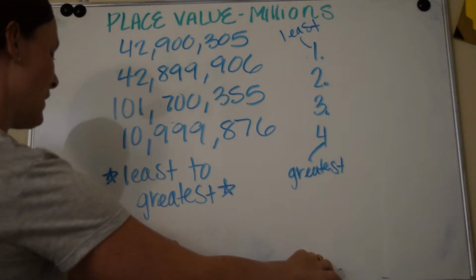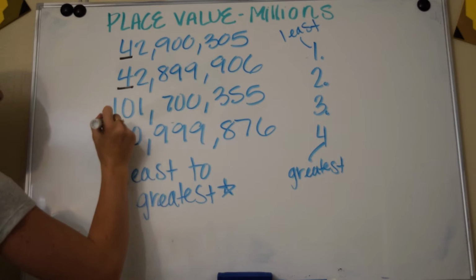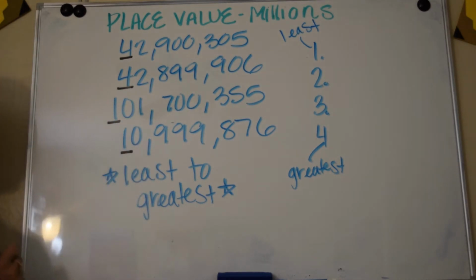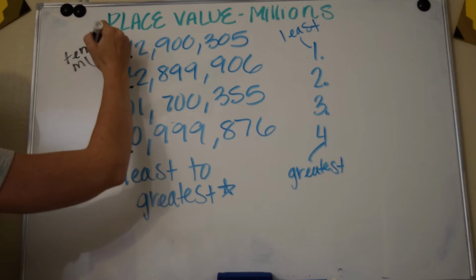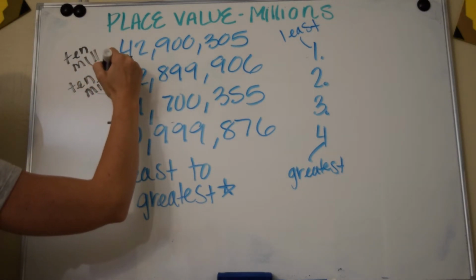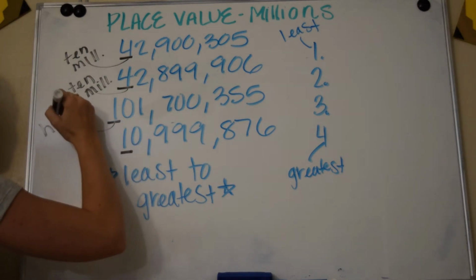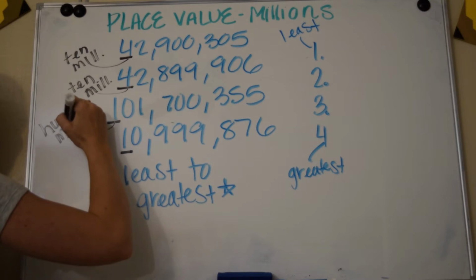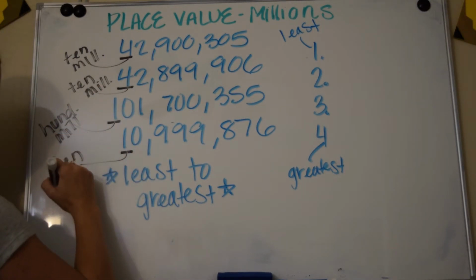So I'm going to go ahead and underline the first digit of every single number, and then we will be able to start comparing. Please be sure you write down what place it's sitting in. So this is in the 10 millions. This 4 is also in the 10 millions, and I'm abbreviating here. This 1 is in the 100 millions. And this one is in the 10 millions.